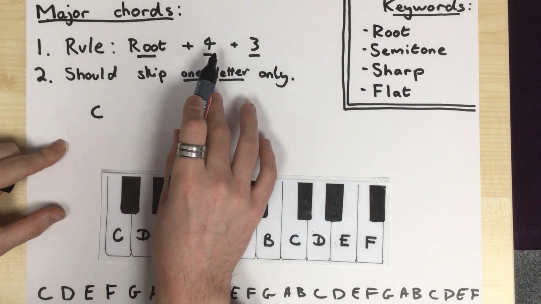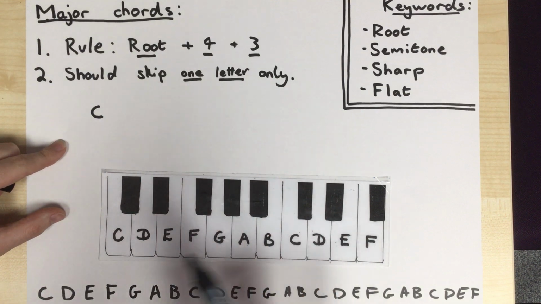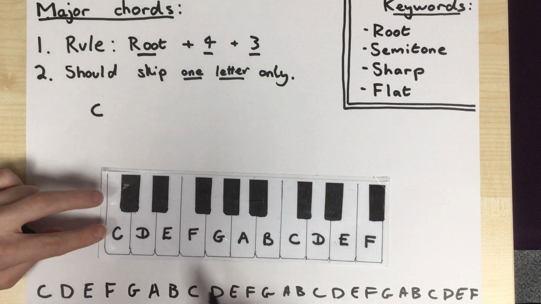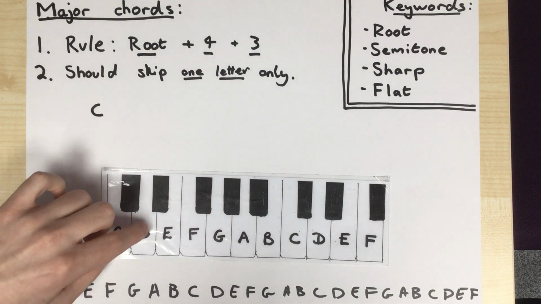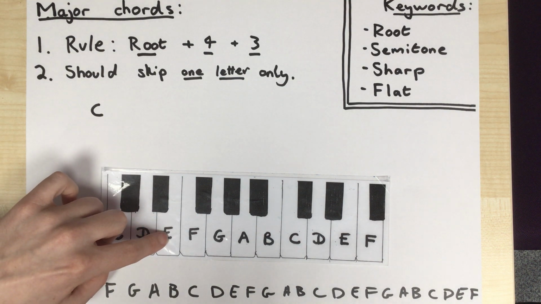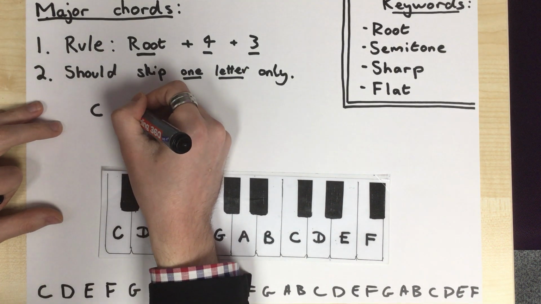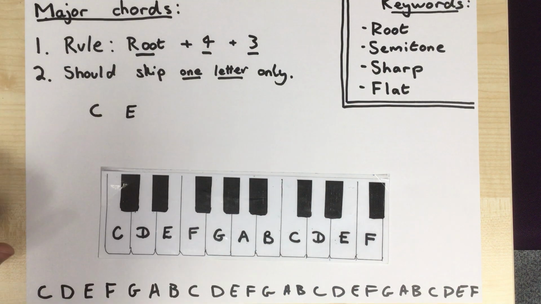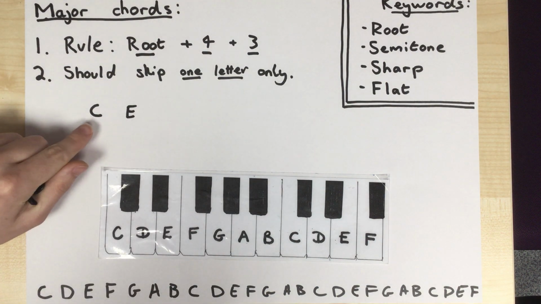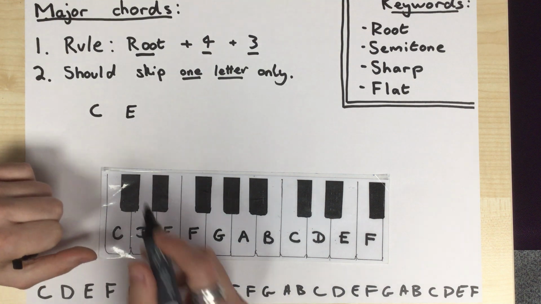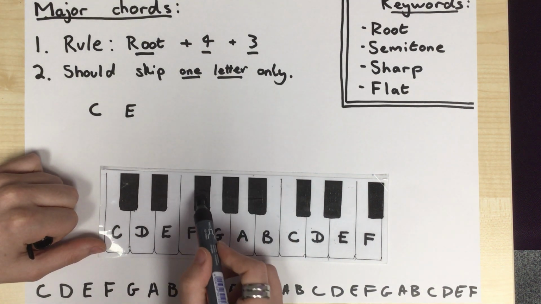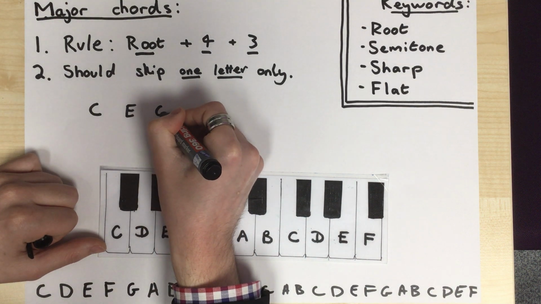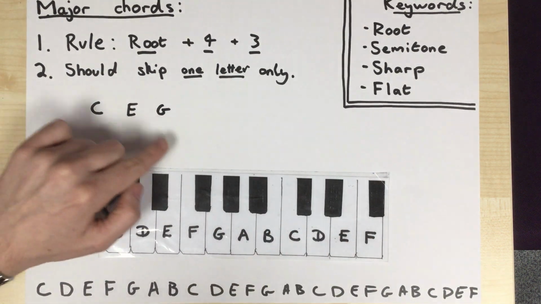I then need to add on 4 semitones. Well, you know that a semitone is the smallest step you can go up on the keyboard, including the black notes. So if I start from C here, if I add 4, I go 1, 2, 3, 4, and I then get to E. Now it's really important that you write down each letter as you go, and you include your first one here. So once I've got down my next letter, I then need to add 3. 1, 2, 3. So now I've got a chord that's made up of these 3 letters.